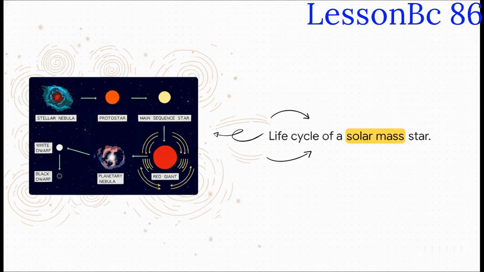We start with that stellar nebula condensing into a protostar, and then stabilizing into that yellow main sequence star we were just talking about. Our sun is currently in this very stable phase and is going to stay there for billions of years. But eventually, the hydrogen fuel in the core begins to run out. When that inevitably happens, the core shrinks and heats up, causing the outer layers of the star to inflate dramatically. It expands, its surface actually cools down a bit, and it transforms into this massive, glowing red giant.